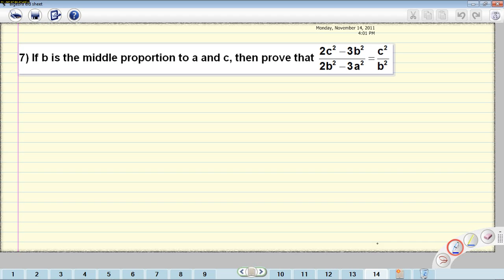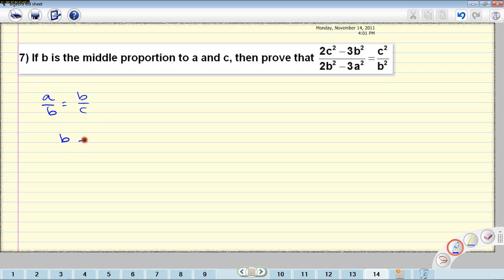B is the middle proportion. This is for continued proportion. Let me remind you again, continued proportion is not in the syllabus of the exam. B is the middle proportion of A and C, so A over B equals B over C. I know some students now will stop the video. I'm sure about that.